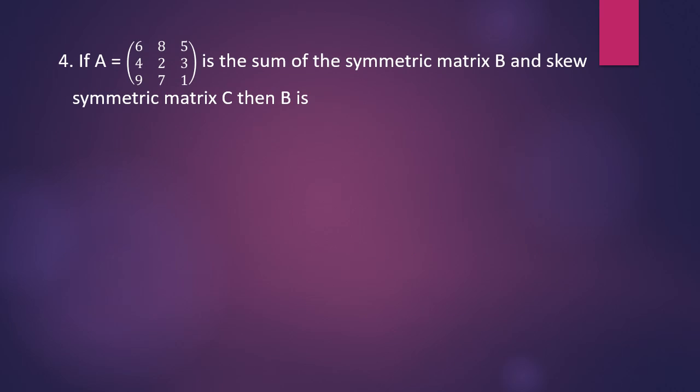The next question is: if A is a 3 by 3 matrix which is the sum of a symmetric matrix B and a skew symmetric matrix C, then we have to find the matrix P.